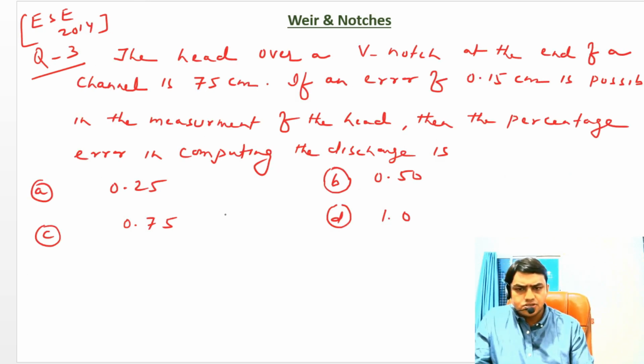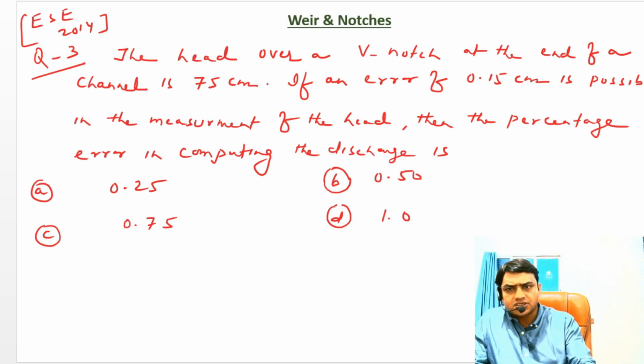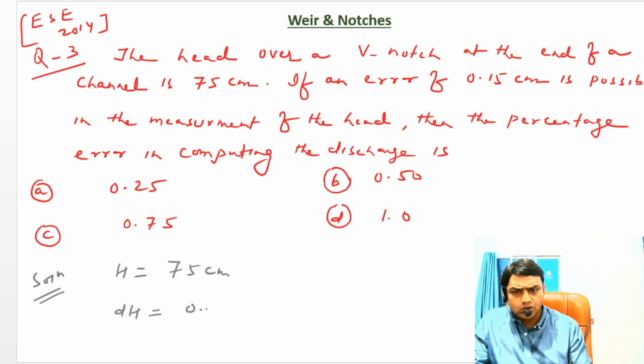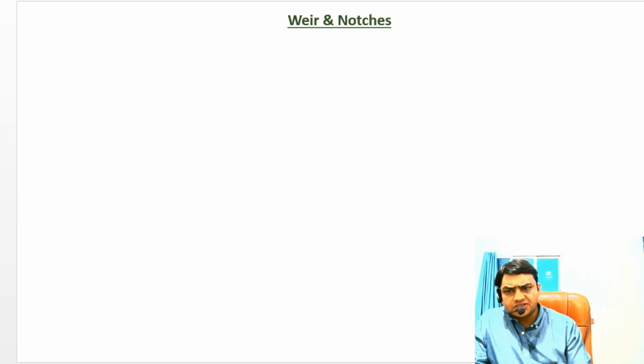Third question is also taken from the ESE exam. The head over a V notch at the end of a channel is 75 centimeter. If an error of 0.5 centimeter is possible in the measurement of head, so dH is 0.5 centimeter. What is the percentage error in computing the discharge?